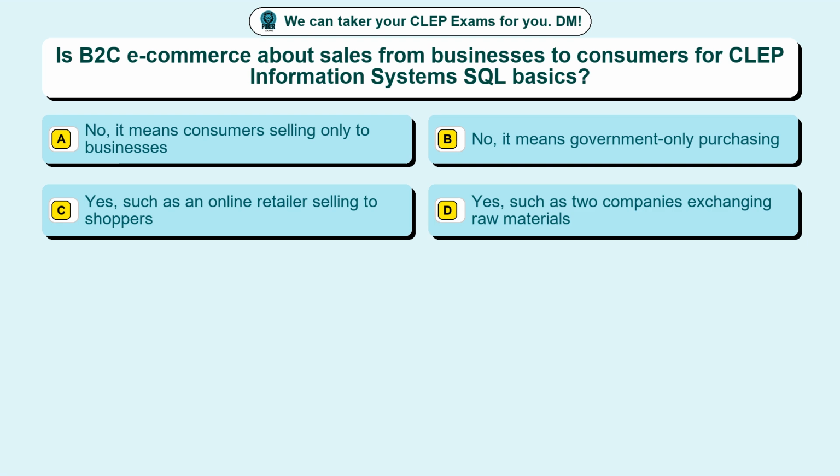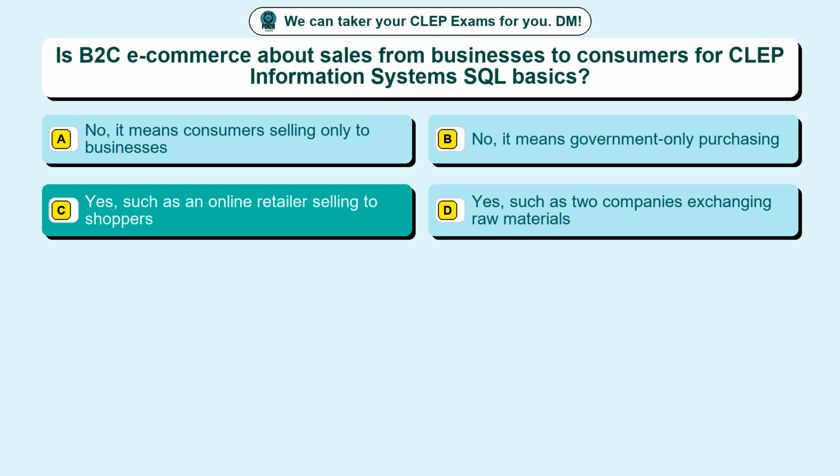Question 12. Is B2C e-commerce about sales from businesses to consumers for CLEP Information Systems SQL Basics? Option A. No, it means consumers selling only to businesses. Option B. No, it means government-only purchasing. Option C. Yes, such as an online retailer selling to shoppers. Option D. Yes, such as two companies exchanging raw materials. The correct answer is option C.